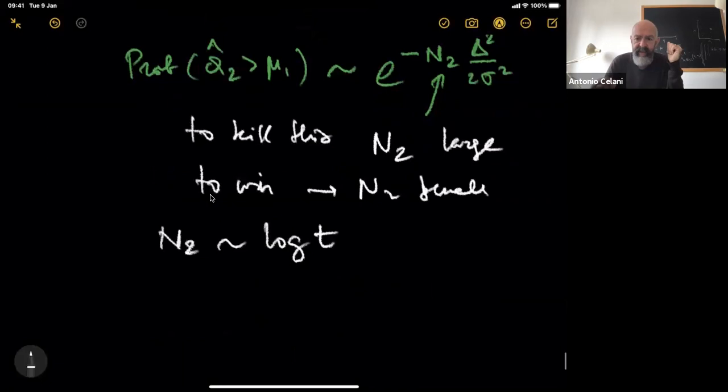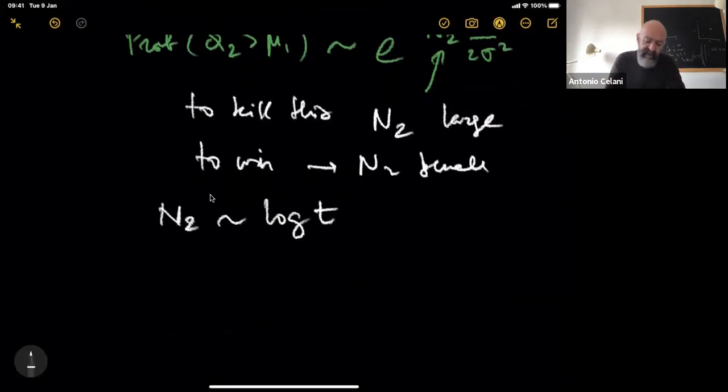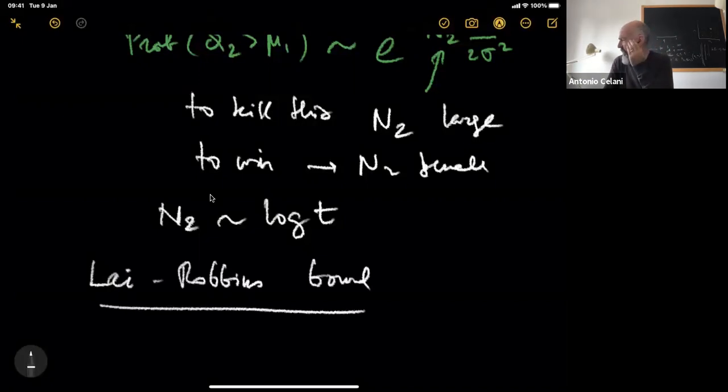And the precise statement for this is actually called the Lai-Robbins bound, which I don't remember from which time it is, but I think it's in 85. Okay, I have it here. 1985. Okay, so quite recent with respect to the age of the problem of multi-arm bandits.